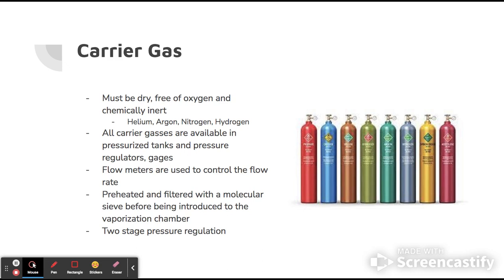Both hydrogen and helium, which are commonly used on most traditional detectors such as flame ionization, thermal conductivity, and electron capture, provide a shorter analysis time and lower elution temperatures of the sample due to higher flow rates and low molecular weight. The carrier gas system contains a molecular sieve to remove water and other impurities. The carrier gas is preheated and filtered with a molecular sieve prior to being introduced to the vaporization chamber. A carrier gas is typically required in the GC system to flow through the injector and push gaseous components of the sample onto the GC column.